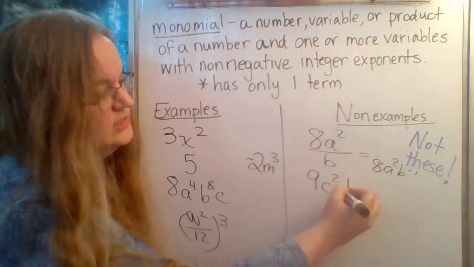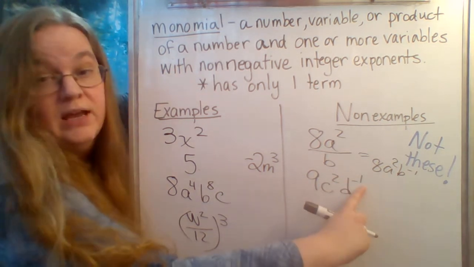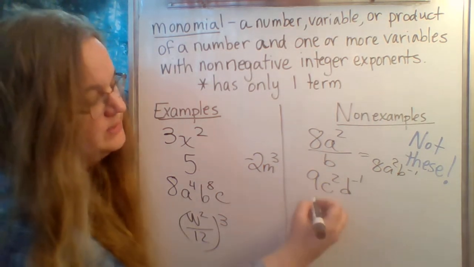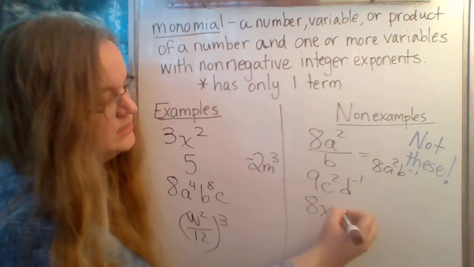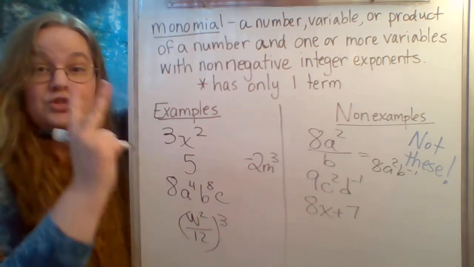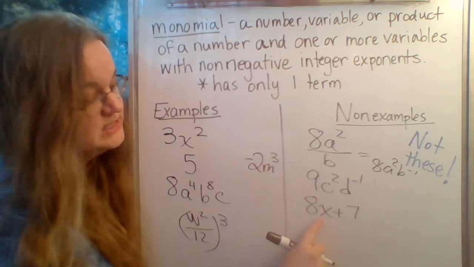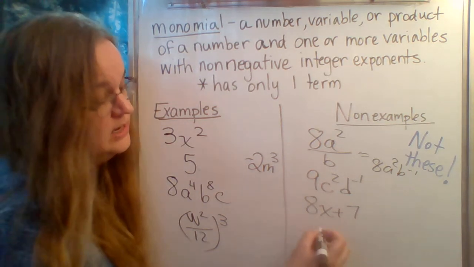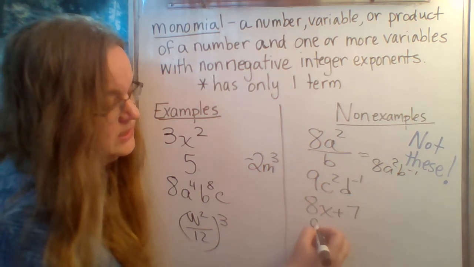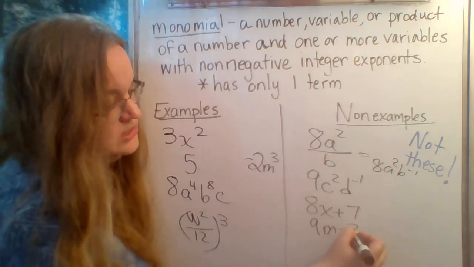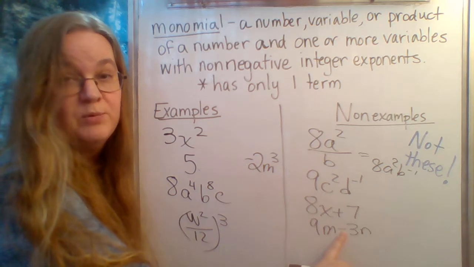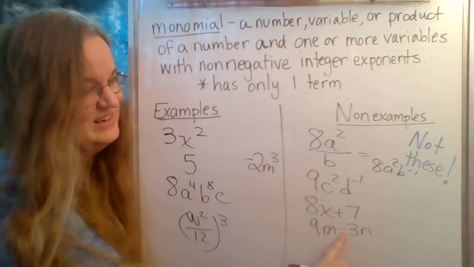9c squared d to the -1. Again, that negative exponent, it's not a monomial. If I have something like 8x plus 7, this has two terms because it's separated by an addition sign. This is a term and this is a term, so it's not a monomial. The same thing if I had something like 9m minus 3n. Again, two terms because it's separated by a subtraction sign, so it's not going to count.